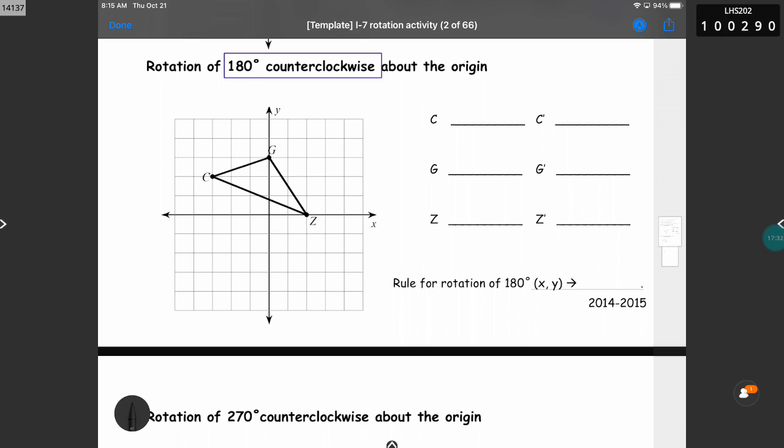Okay, 180 degrees counterclockwise. Does it really matter which way I turn it when I'm turning 180 degrees? No. Okay, but I'm going to go ahead and turn it counterclockwise just so I don't confuse anybody. So that was 1 time. This is 2 times. So Z should be at 2, 0. G should be at 0, 3. And C should be at 3, -2. I'm saying the image.